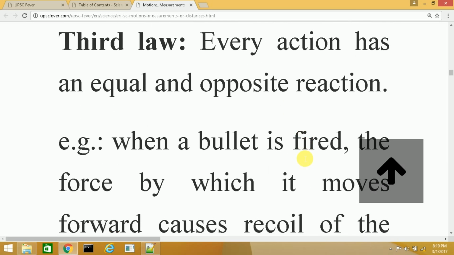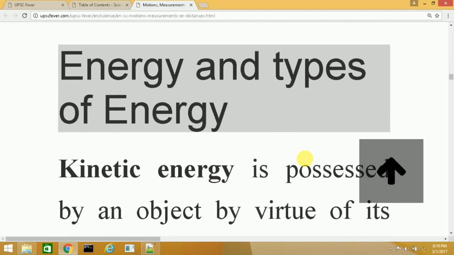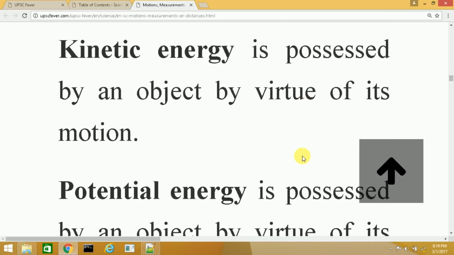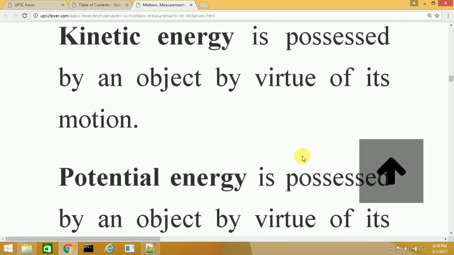The next topic is energy and the types of energy. So the first important type is kinetic energy. This is the energy that is present in the object due to its motion. So every object that is in a state of motion possesses kinetic energy. Potential energy is the energy that is possessed by a body or an object due to its position. And the sum of potential and kinetic energy is known as mechanical energy.